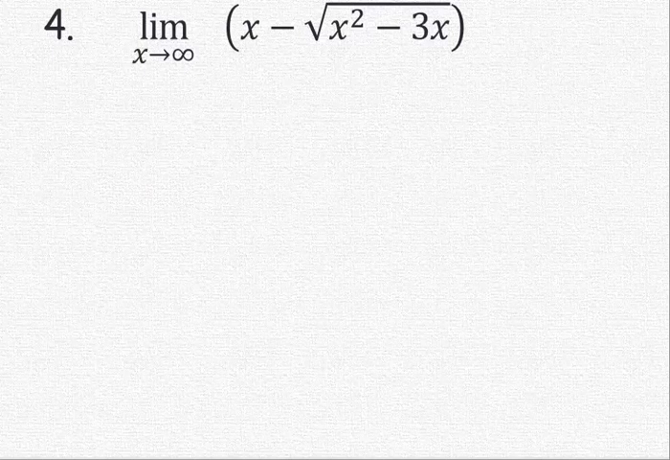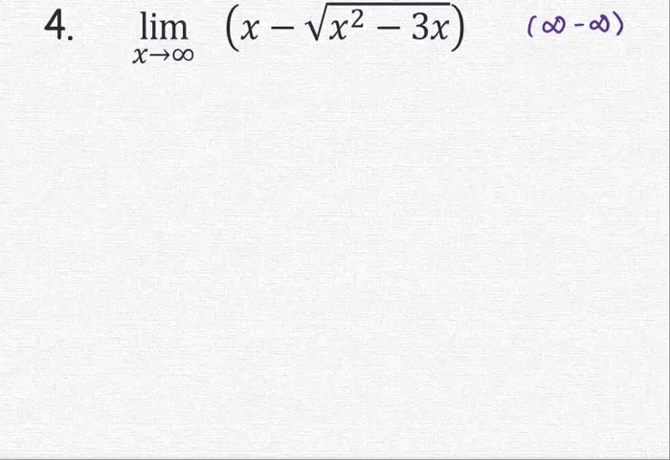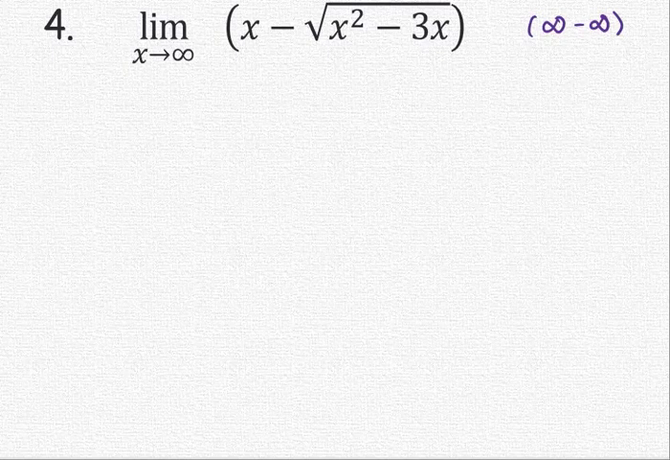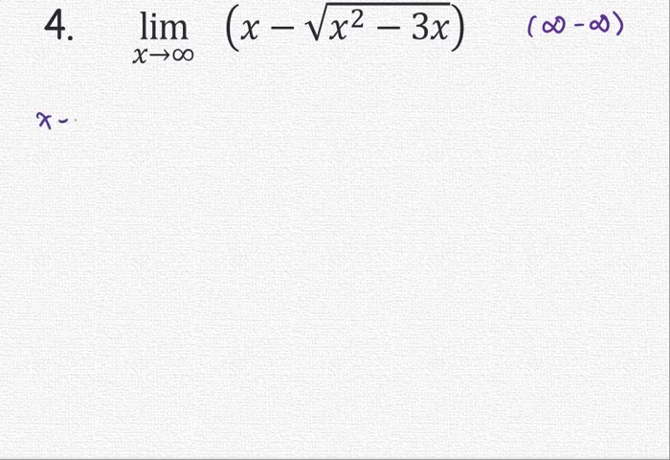In this example, we have the limit of x minus square root of x squared minus 3x as x approaches infinity. We have the indeterminate form as a difference of two infinities. We're going to have to adjust the difference into the quotient. So on the side, working on x minus the square root of x squared minus 3x, the radical, square root of x squared minus 3x.